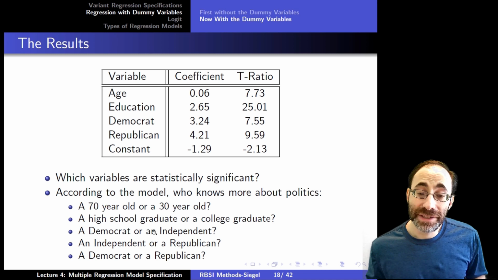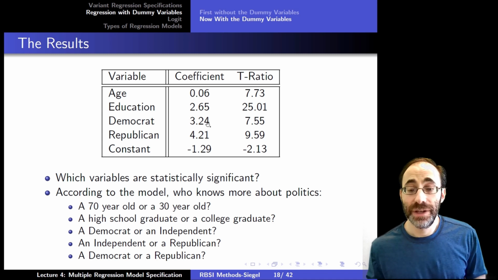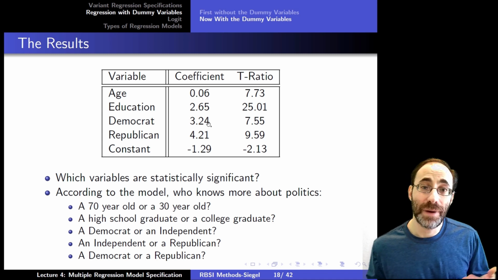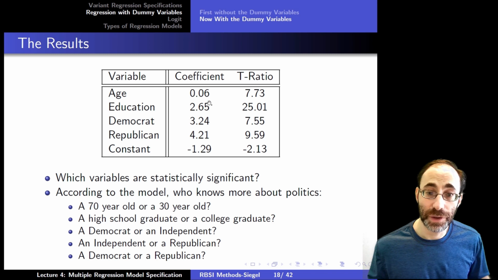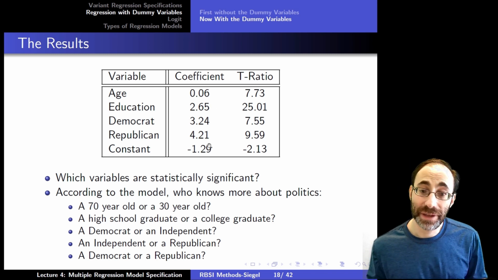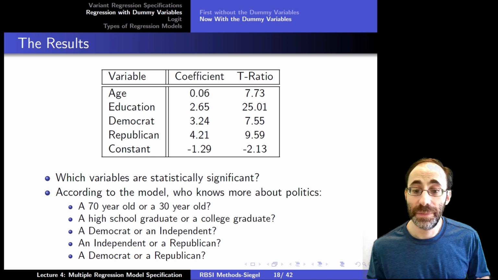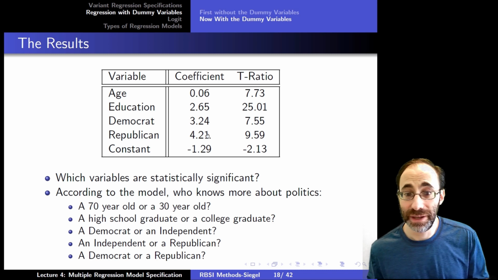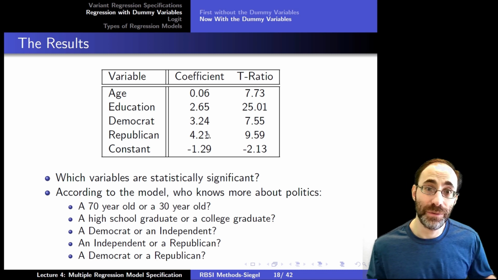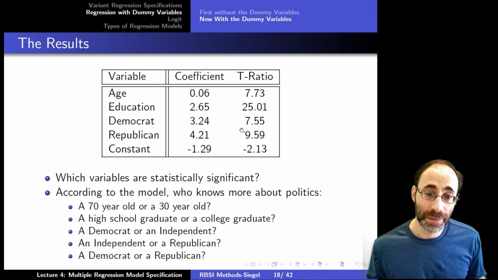Okay, how about a Democrat or independent? Well, a Democrat has a positive coefficient on that dummy variable, so a Democrat will know more about politics than an independent, on average, holding this other stuff constant. Republican or independent? It's Republican, because Republican has a coefficient that's positive as well. So comparing to the reference category, a Republican would know more about politics than an independent would, on average, holding this constant. Finally, a Democrat or Republican, we don't know.